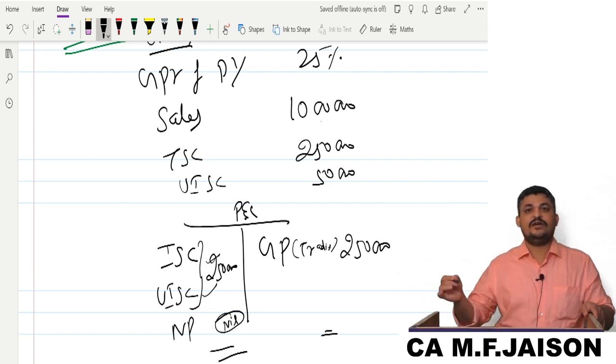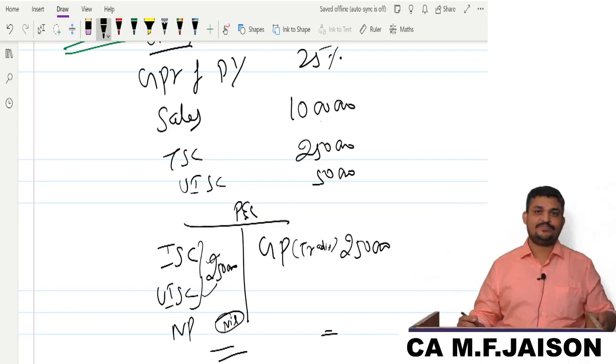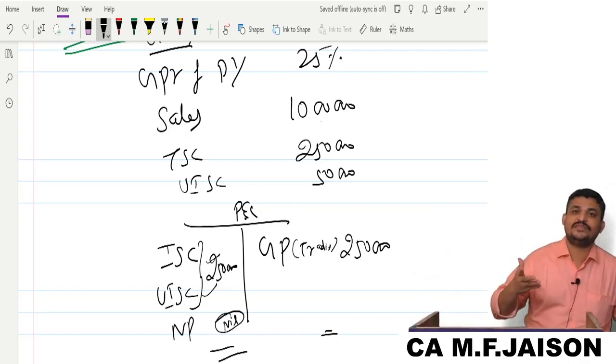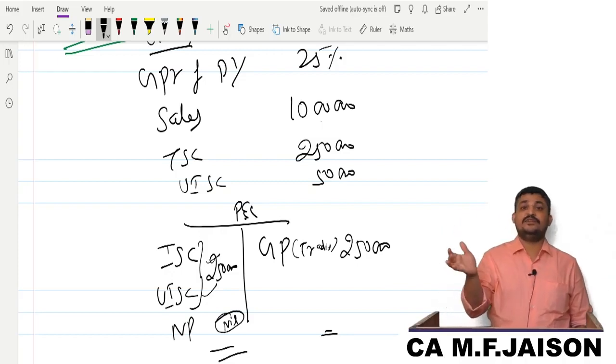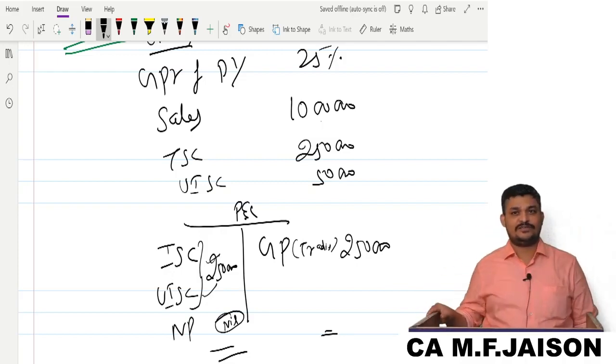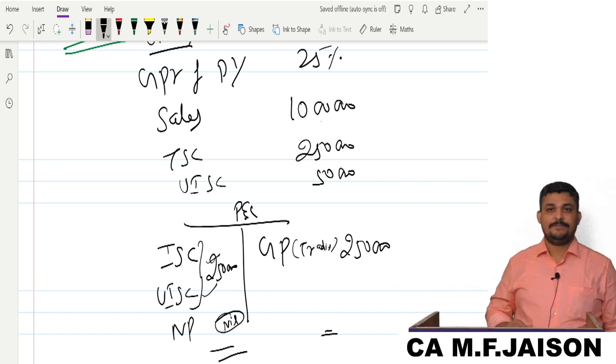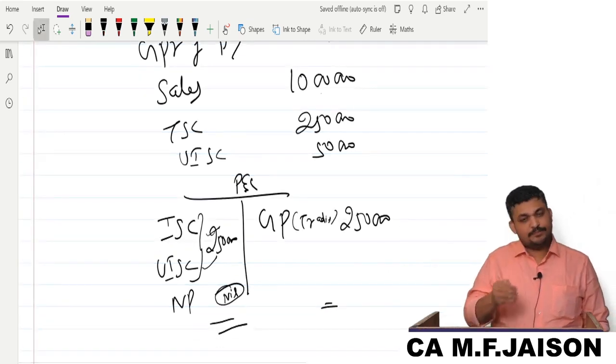And this is actually called, in costing, the break-even point. Break-even point means no profit, no loss. So your contribution, that is gross profit, is sufficient to meet all the fixed cost. So that way net profit is nil.